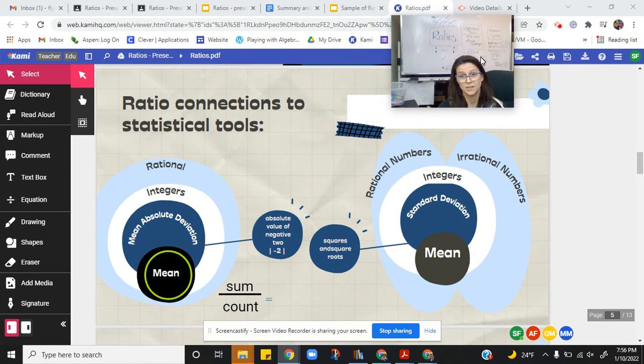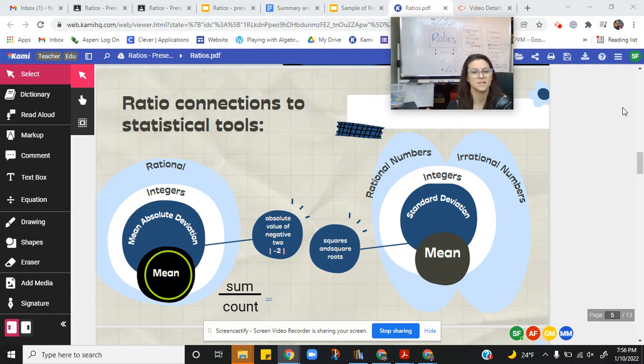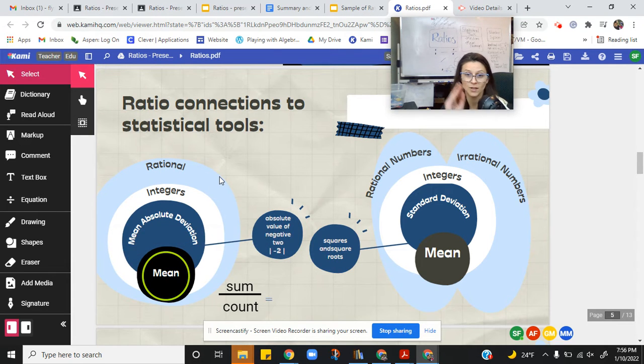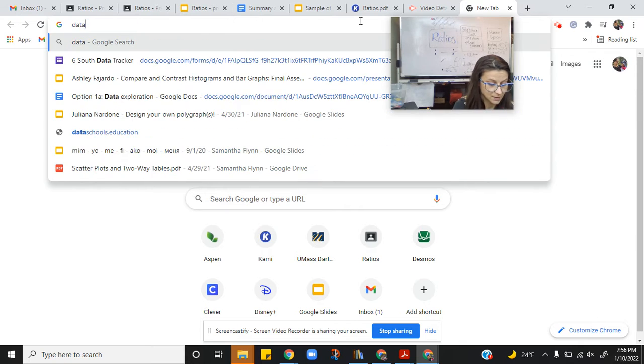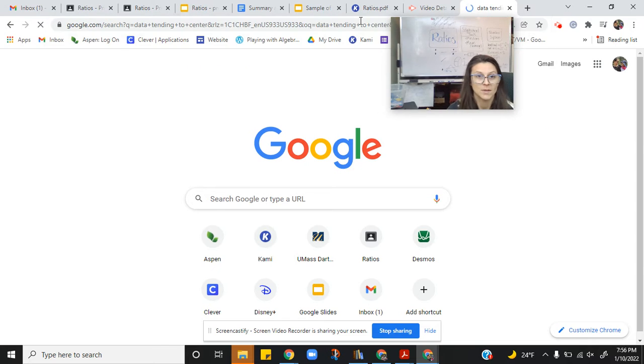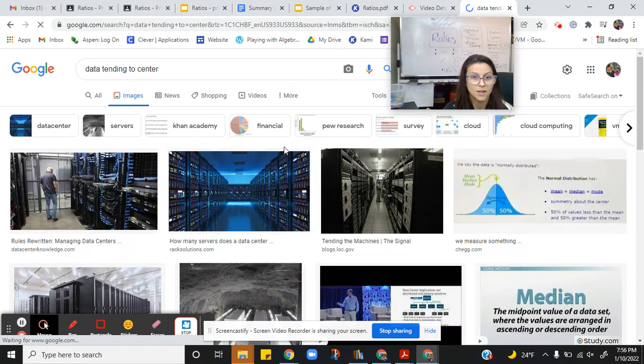Ratios connect to the statistical tools we use to make sense of data, or make sense of the world around us. So the mean is a measure of center that we often rely on to make sense of a large data set. When you have enough data points, the more data points you get, the more the data often tends to a center point, and that's why it is helpful.